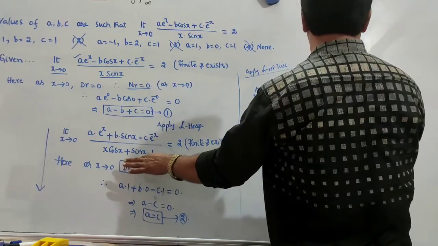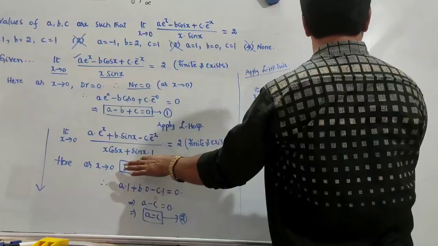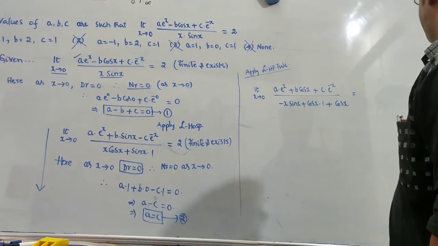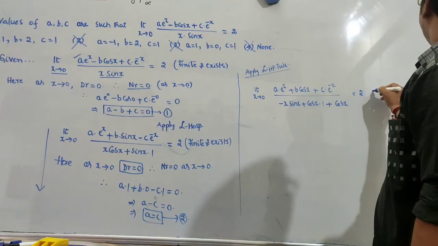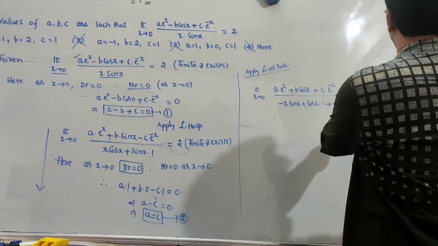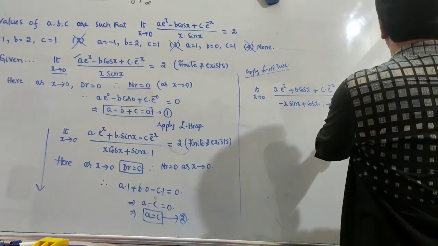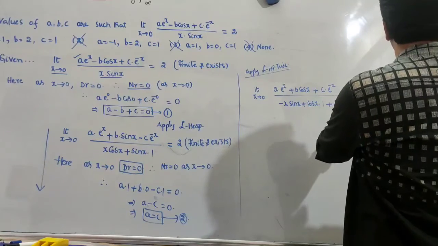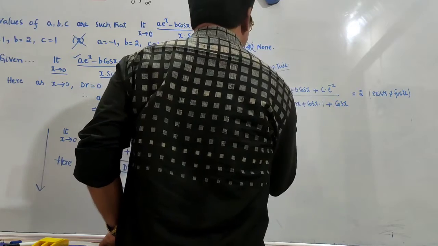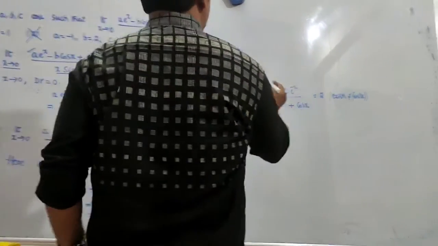Next, this function plus the derivative of sin x cos x, that is equal to 2. It is given, means it exists. 2 means it is an existing number, exists and finite. So that implies put x equal to 0 directly. You come here, put x equal to 0 directly.